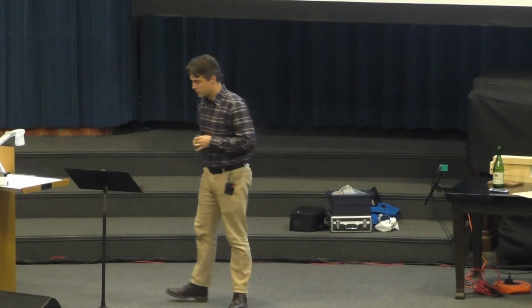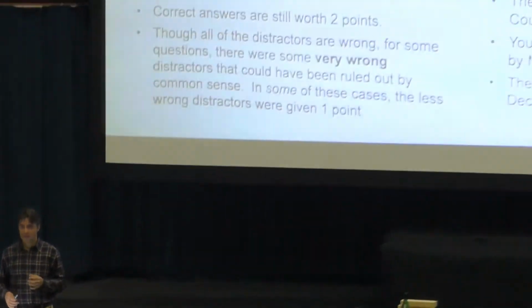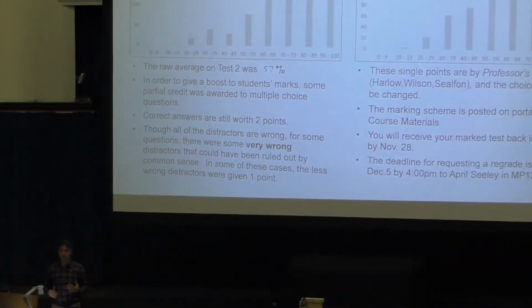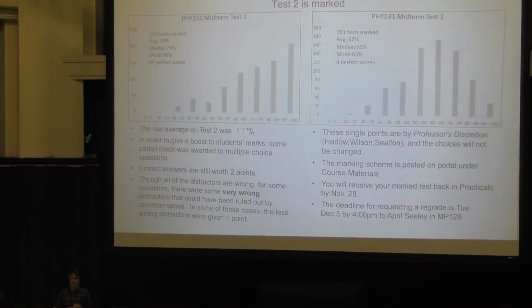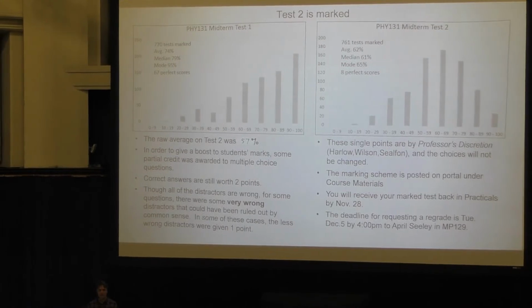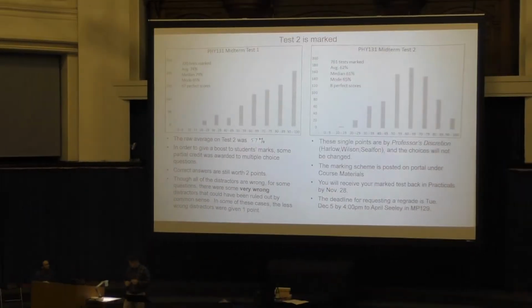So we awarded +1 point, so half credit, if you got one of the less wrong answers rather than the more wrong answers. These single points are by professor's discretion. The choices are not going to be changed. We've made this decision. It's like a little bonus to try to boost up the mark. We're not going to justify why this is a 0 and this is a 1. They're all wrong, but we're giving 1 for things we think are less wrong.